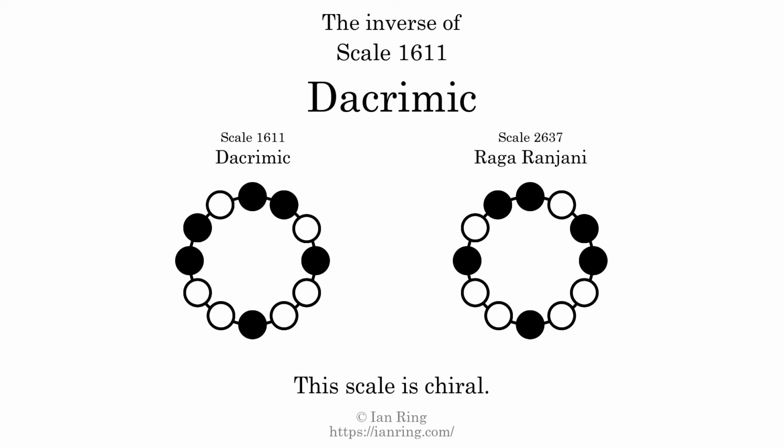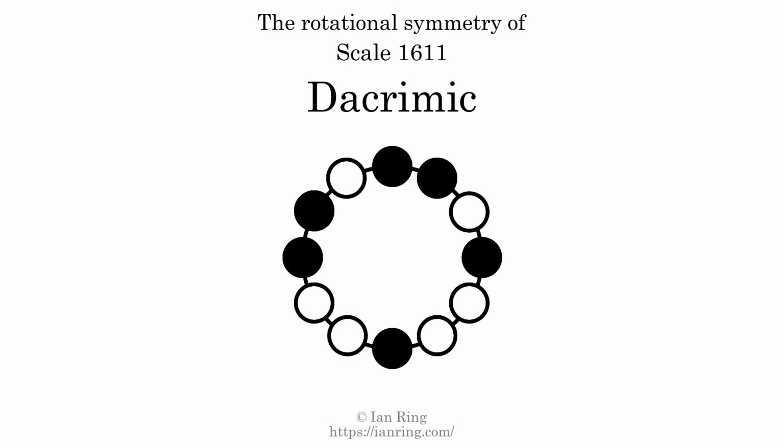The inverse of a scale is a mirror image. It is what you get when the sequence of intervals is reversed. The inverse of this scale is scale 2637, also known as Ragaranjani. This scale is chiral. It cannot transform into its inverse by rotational transformation. This scale has no rotational symmetry.